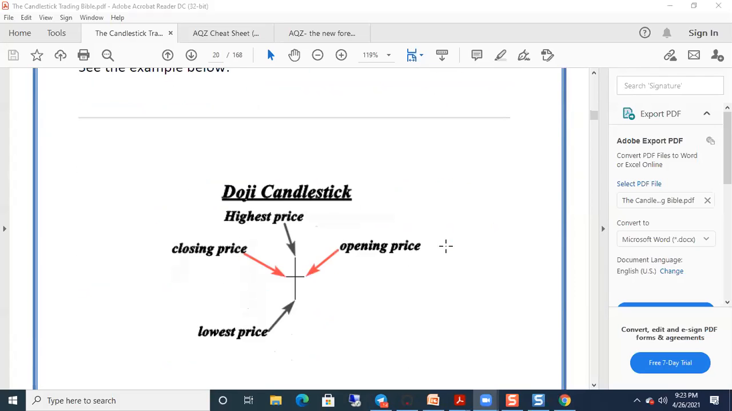So a doji is basically an indecision candle, right? If you understand that a normal candlestick with a full body has buyers and sellers within, if that candle closes almost at the same spot, when the open and the close are identical, not necessarily the same, identical either in ticks, pipettes, or few pips, we'll call it a doji, and it is an indecision candle, right?